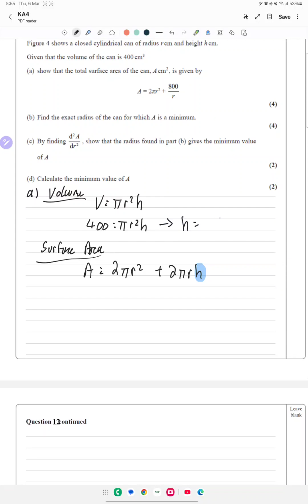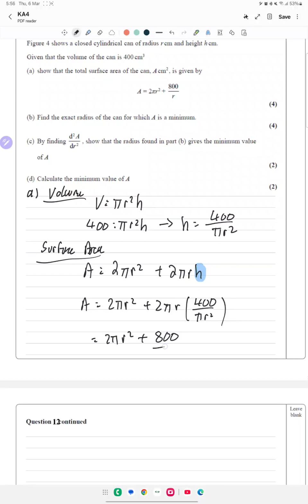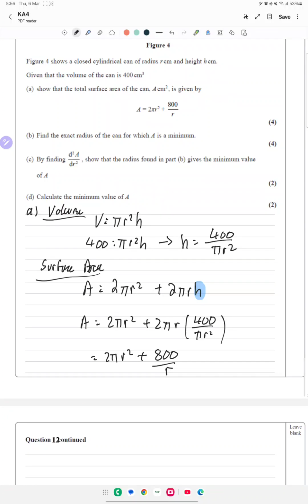Now we can rearrange this one to be 400 over pi r squared. So we get area is 2 pi r squared plus 2 pi r, 400 over pi r squared. And the answer falls out a lot. The pi's cancel, one of the r's cancels, the 2 times 400 becomes an 8, and we're left with an r on the bottom, and we're done.